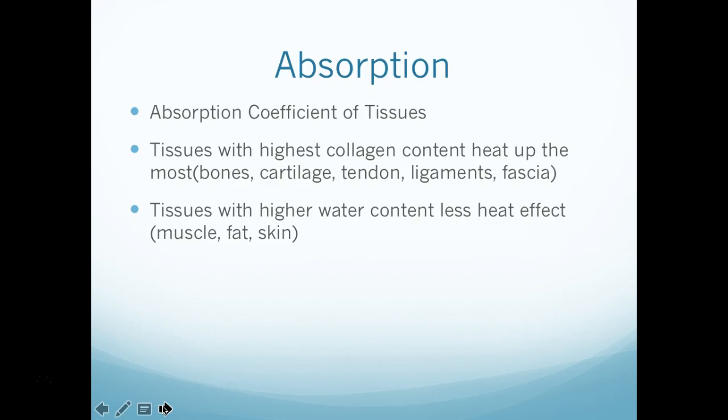So, absorption coefficient of tissues. We kind of talked about this a little bit in our other thermotherapy lectures. The tissues with the highest collagen content heat up most, and this is important for you to know so that you know what tissues you're working with and to make sure you're getting that blood flow into an area that needs some healing. So that's the bones, the cartilage, the tendon, the ligaments, and the fascia. Tissues with a higher water content have less of a heat effect. So they may get the mechanical effect, but they're not going to get that thermal effect that you're going to get up here. And that would be your muscle, your fat, and your skin.